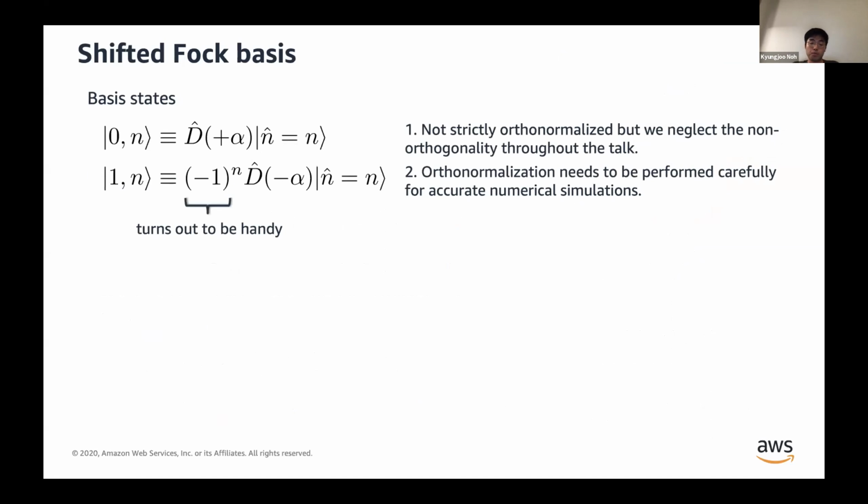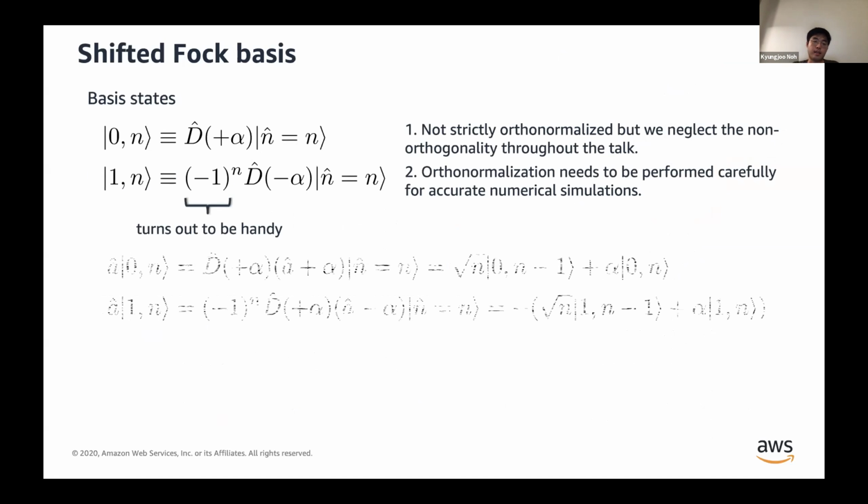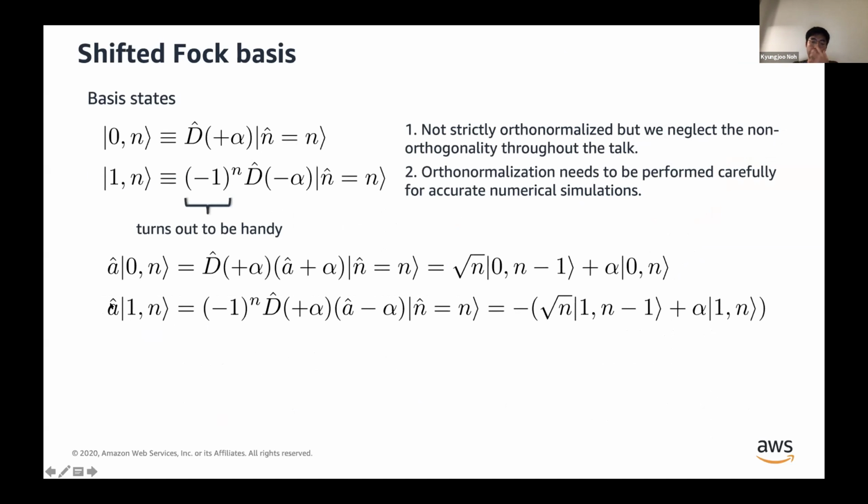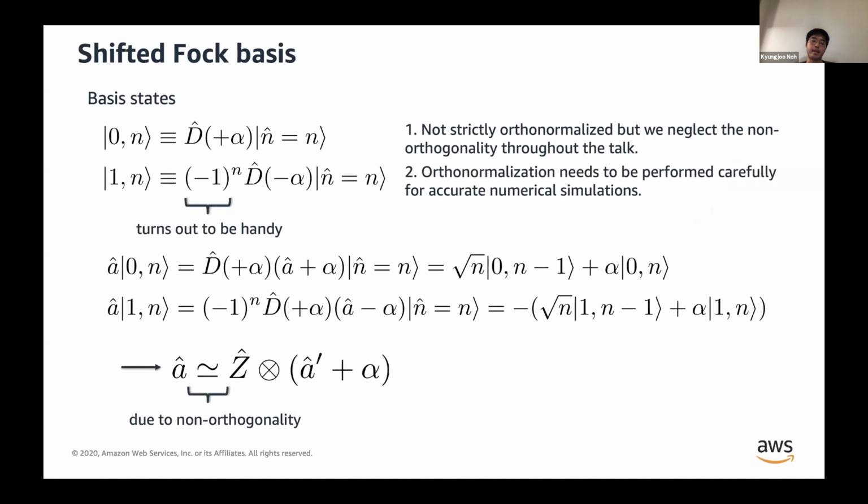So to be able to work with this shifted Fock basis, it's really needed to understand how the annihilation operator is acting in this basis system. So it turns out that if we do the math, we can understand this annihilation operator in terms of the Pauli Z error tensor with this auxiliary oscillator part of the operator. And this is in resonance with the earlier observation that single excitation loss immediately maps an even cat state to an odd cat state, and therefore induces a Pauli Z error. So this is consistent with that intuition.